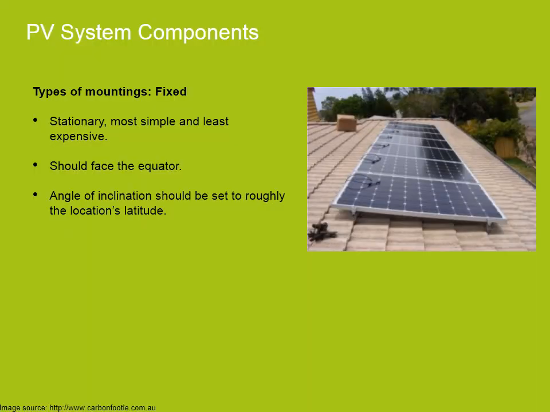Fixed mounting is the most simple and least expensive type of solar panel mounting system. The solar panels should always face the equator, due north in the southern hemisphere. Don't forget though that true north varies from magnetic north, and this can make a huge difference. The angle of inclination in degrees should be set to about your latitude, and this will be covered in more depth shortly.